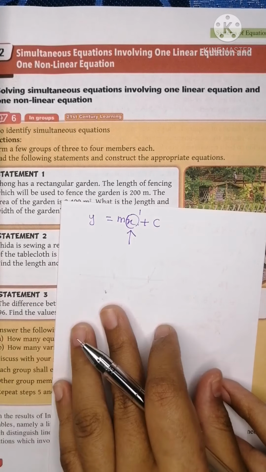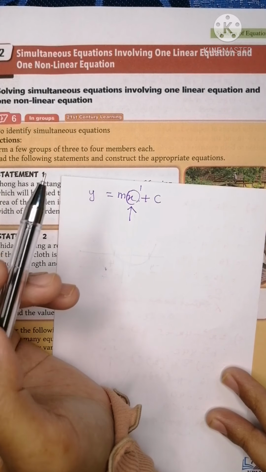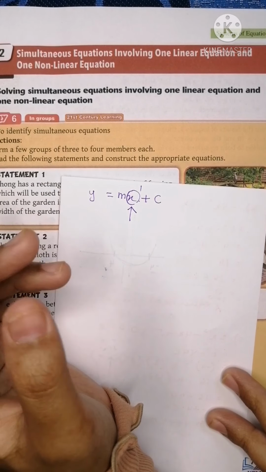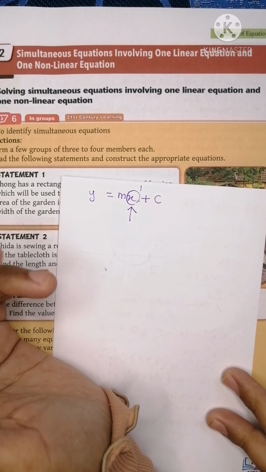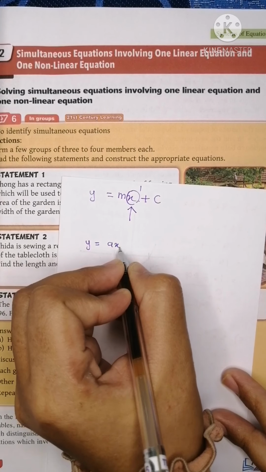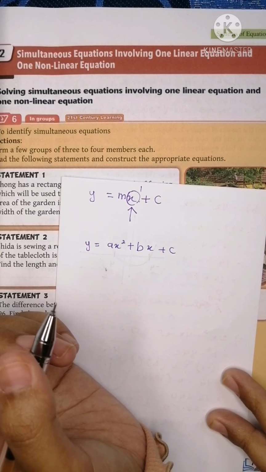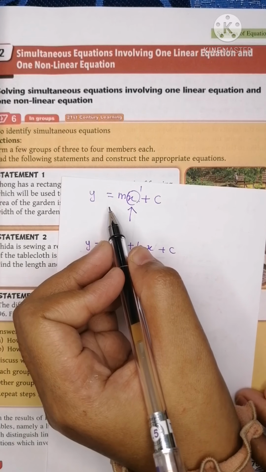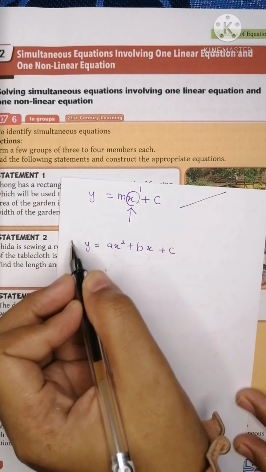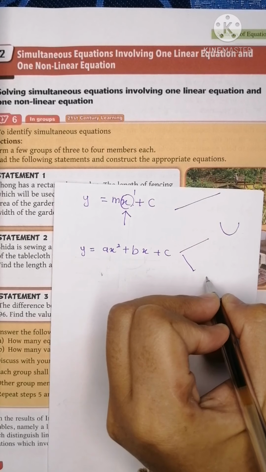Now how about a non-linear equation? For example, the quadratic equation, which I know is still fresh in your memory, is y is equal to ax squared plus bx plus c. For a linear equation, the graph is a straight line. And how about the quadratic equation? The graph can be either smiley or sad.